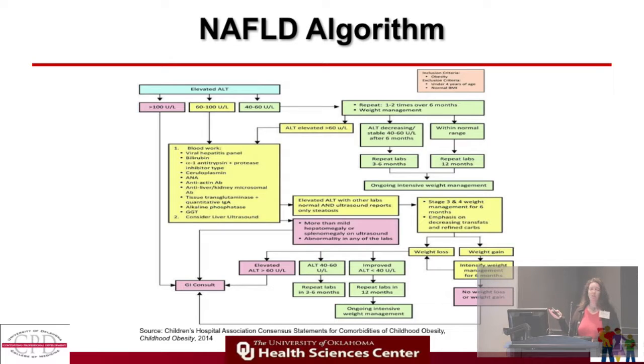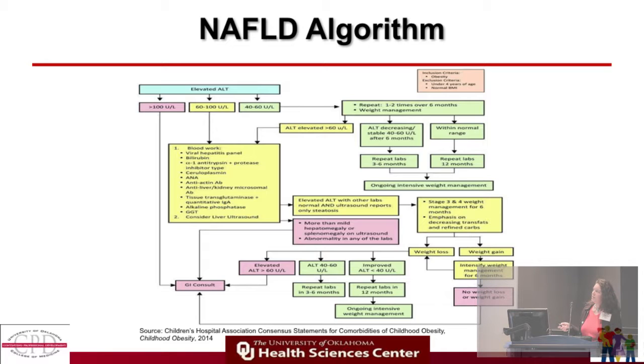I know these are hard to read on the slides, but I wanted to let you know there are algorithms out there for a lot of these conditions, and I have the resource here. Basically, they say the same thing. If it's 40 to 60 elevated, continue to monitor by labs and focus on weight management, specifically targeting insulin resistance and getting rid of the sugars.